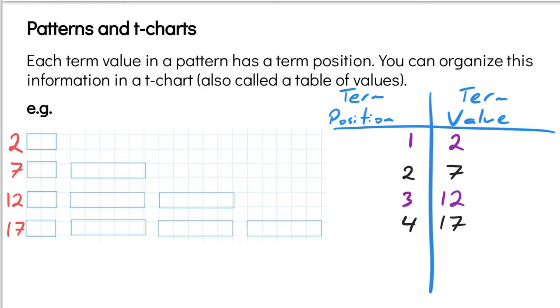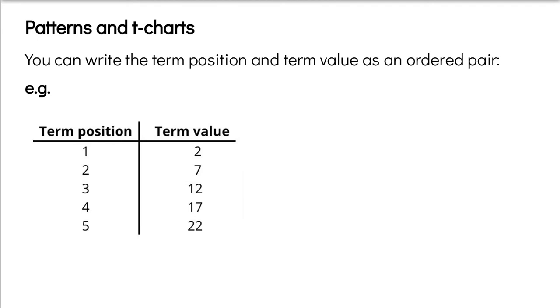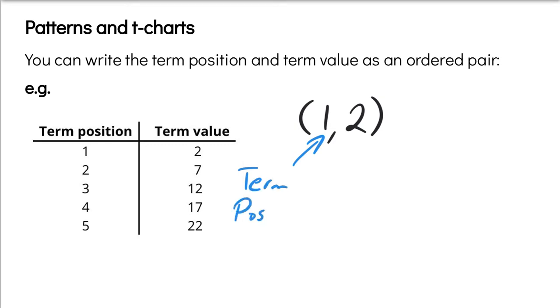Let's move on and look at how we can write the term positions and term values as an ordered pair. So here we have our t-chart, and each of those rows can be written as an ordered pair. So for instance, the first one would be written as 1, 2. This one here, that's our term position. And all of these, if you put them into an ordered pair, would go on the left side. Then you'd have your term value here.